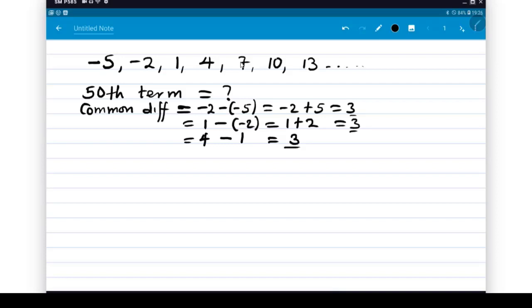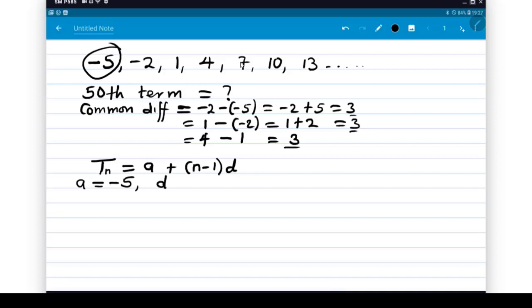Therefore, this is our common difference. So remember, since that's a common difference, the formula to calculate the nth term of any sequence is Tn = a + (n - 1)d. Don't forget, a is our first term, and the first term here is -5. That's the first term of the sequence.